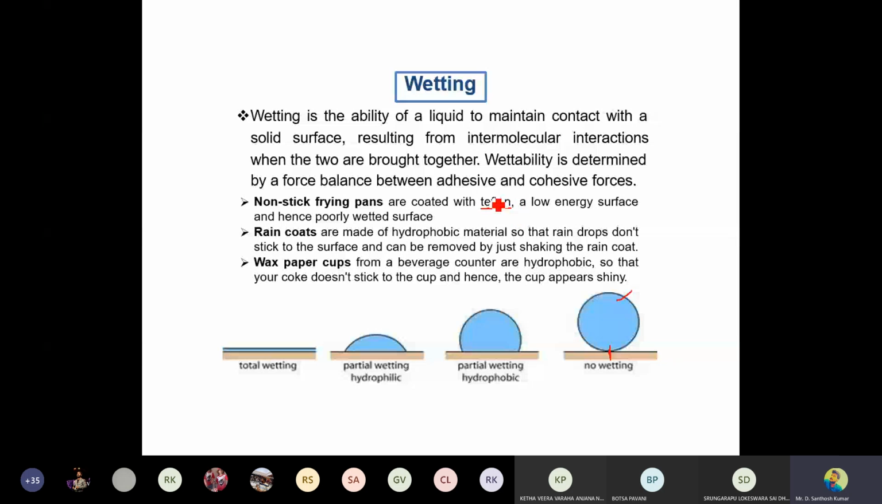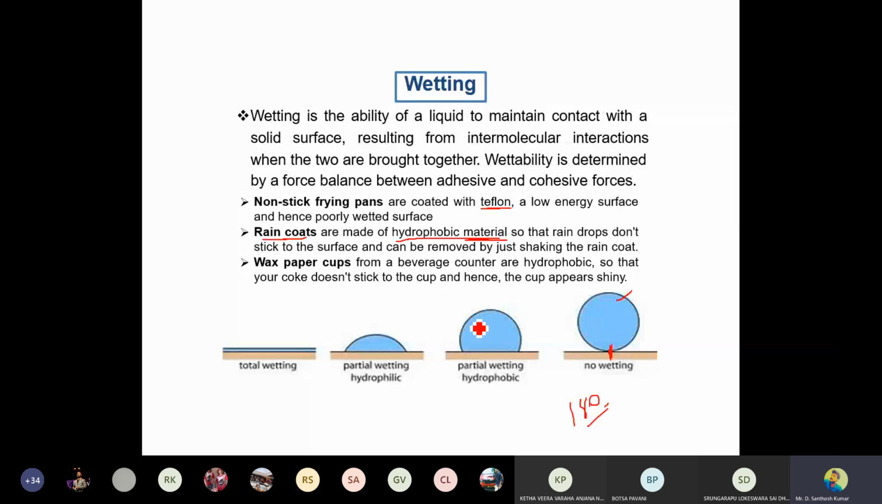So as per our applications, we have to choose. Sometimes we are going for raincoats. Why are raincoats also made of hydrophobic materials? Obviously, when your raincoat is made with this hydrophobic material, once the rain droplet falls on that raincoat, it won't stick. It will simply fall down, because the contact angle is around 180 degrees.